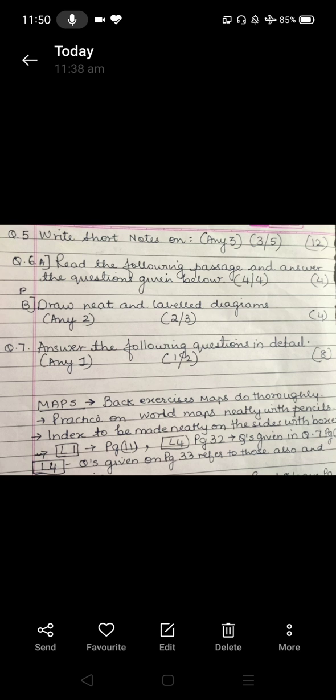Question 6, again, there will be a passage given. If you see again in your back exercises, there are certain passages given. There will be questions based on that. There will be 4 questions and 4 marks, so 1 mark each question.